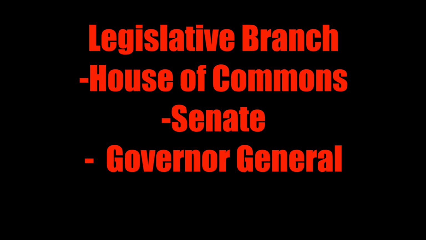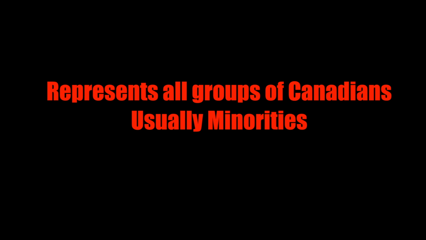Now time for the big question of how the system works together. The legislative branch is where the MPs debate and vote on laws in the House of Commons. The legislative branch consists of the House of Commons, Senate, and Governor General, who represents the Queen. The Senate is the second thought on all laws and represents all groups of Canadians. The Senate is where the Queen sits when she visits.